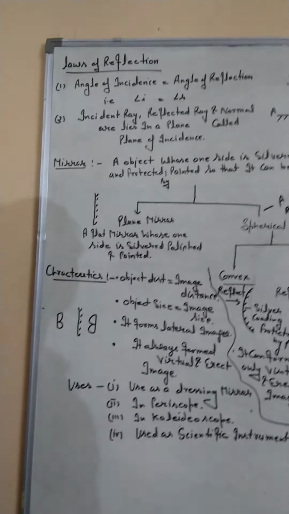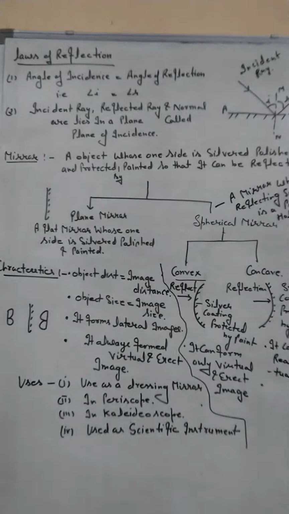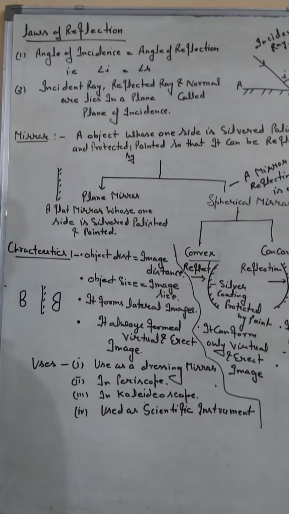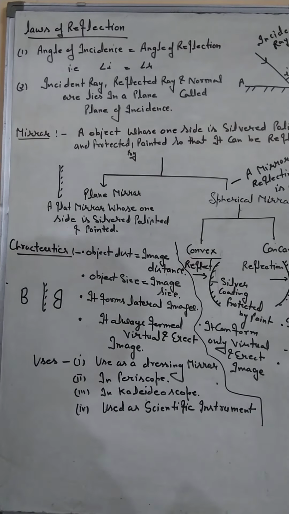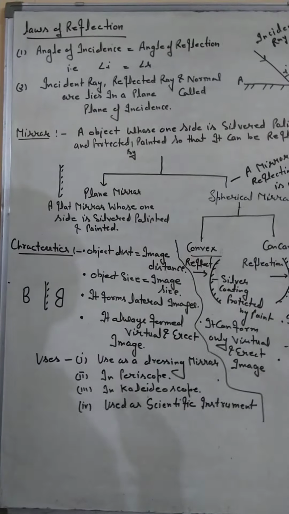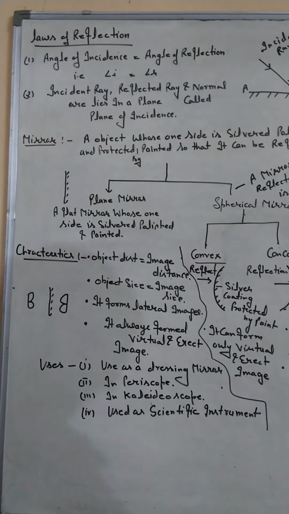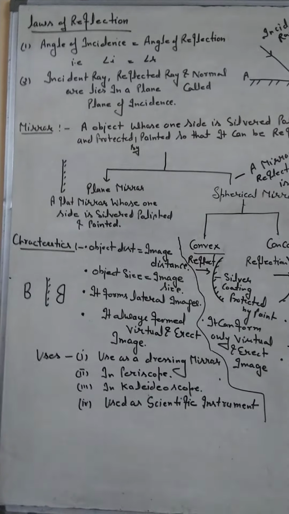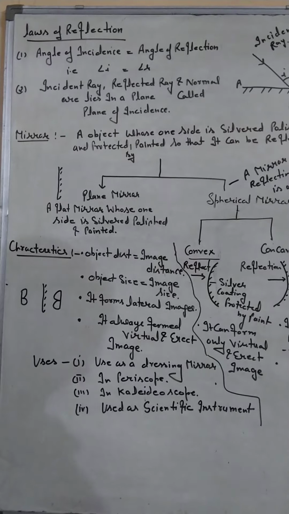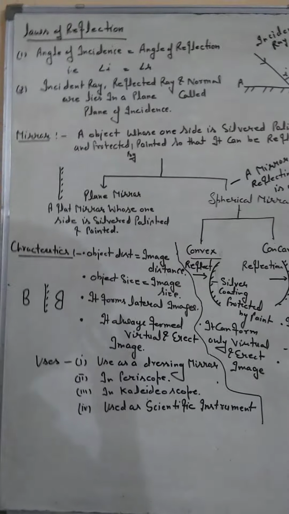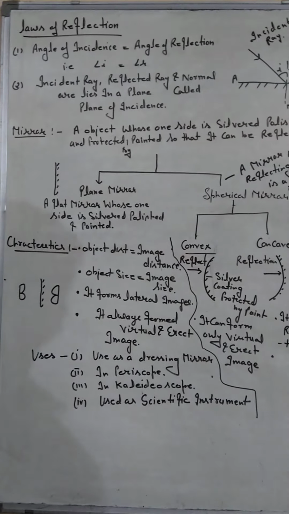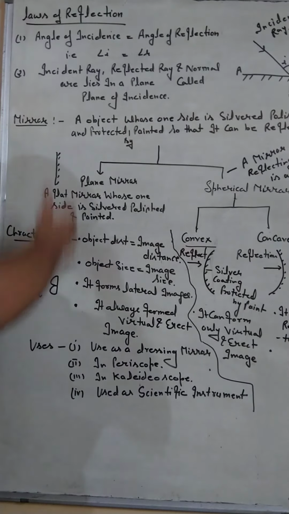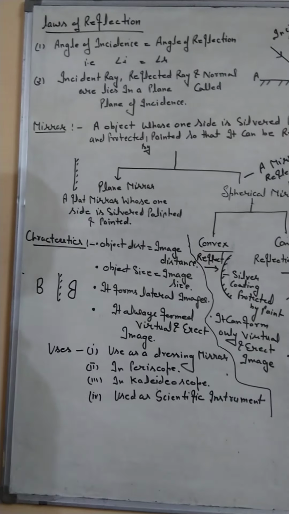Today this is our second class of the chapter light reflection and refraction. In last class we studied about light, characteristics of light, what is reflection and types of reflection. Now we are going to understand the laws of reflection, mirrors, types of mirror, their characteristics and their figures. First of all we have to understand the laws of reflection.